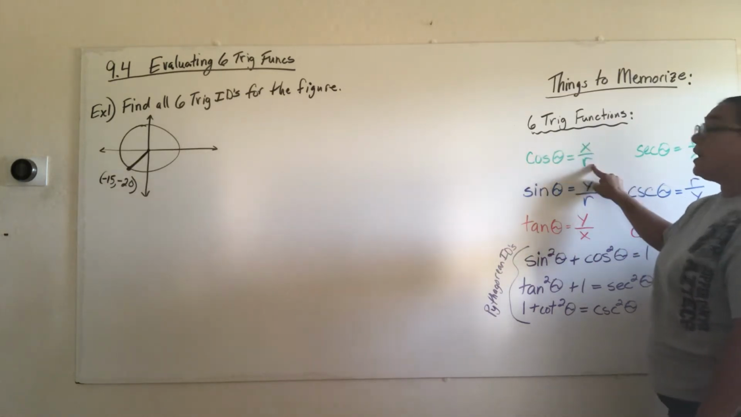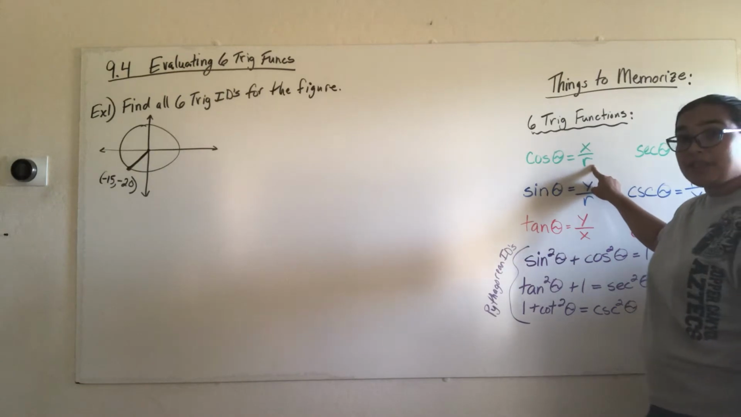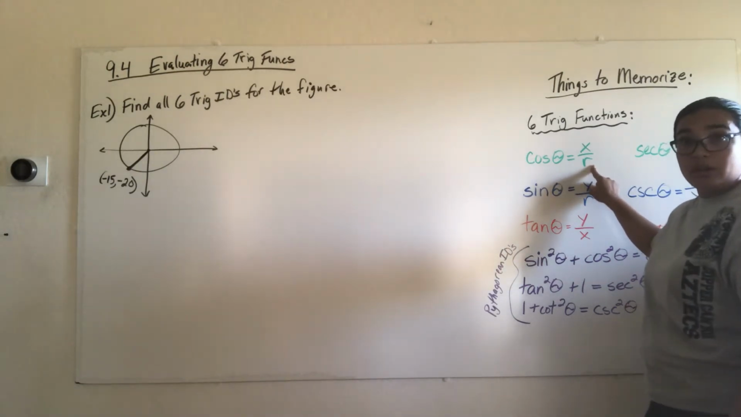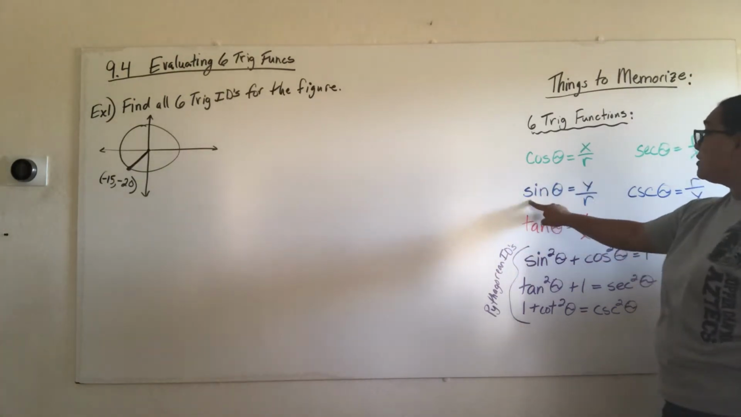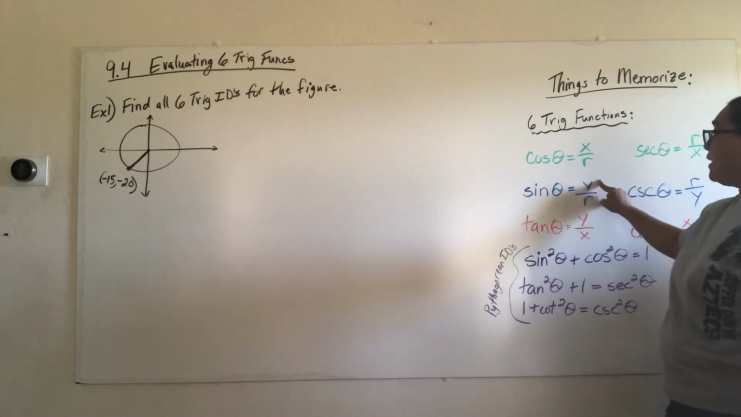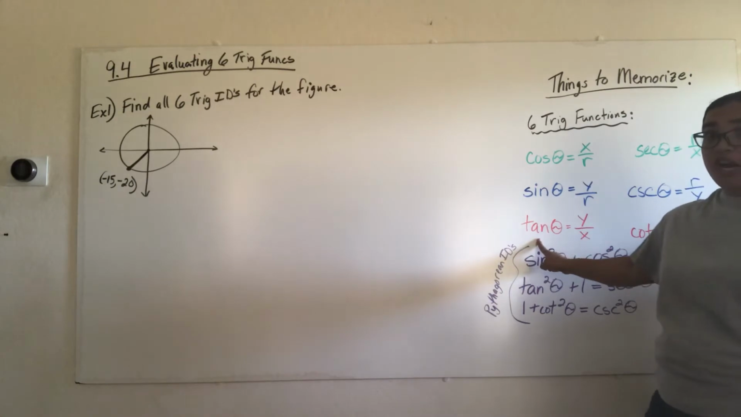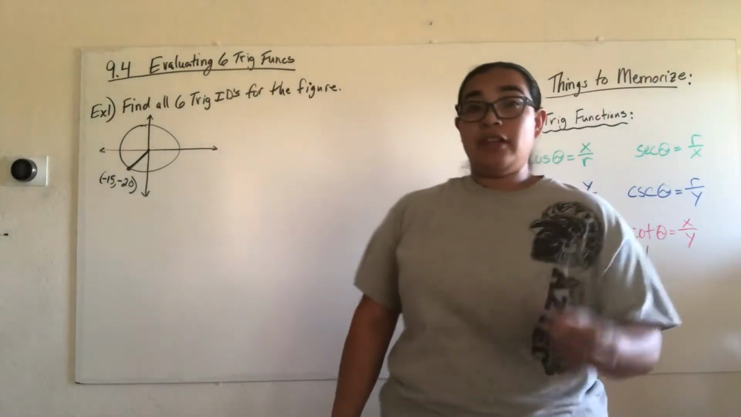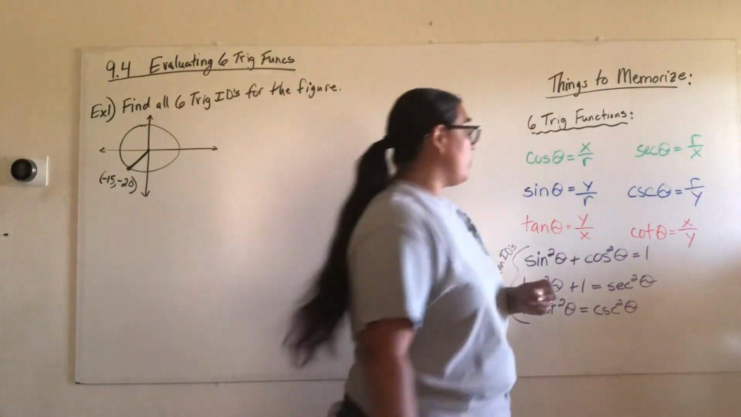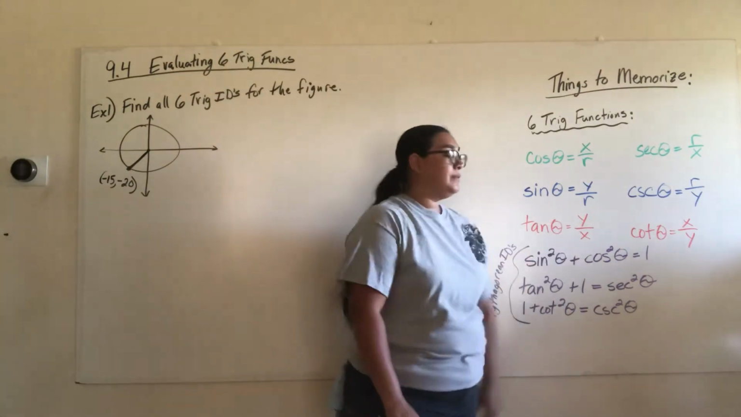Cosine is still x, but now you have to divide it by whatever the radius is on your circle or on your triangle that you're looking at, okay? Same thing here, sine is still y, so the formula has sine y, but again, it's getting divided by the radius. Now, tangent hasn't changed. We didn't talk a lot about tangent in the last video, but tangent still has a formula. It is y over x.